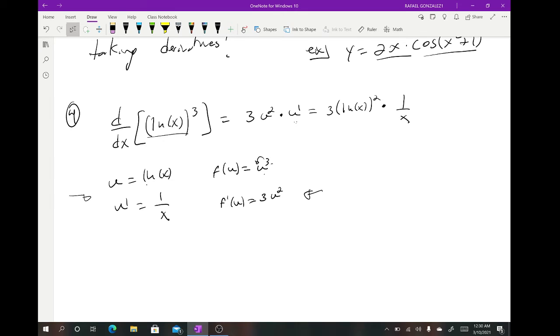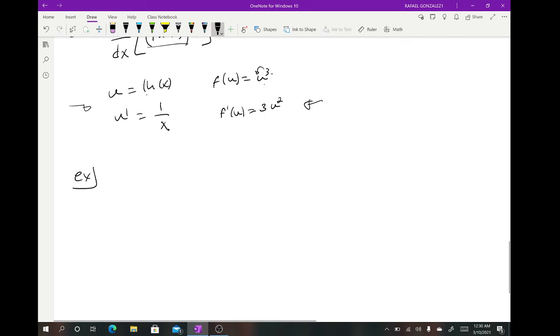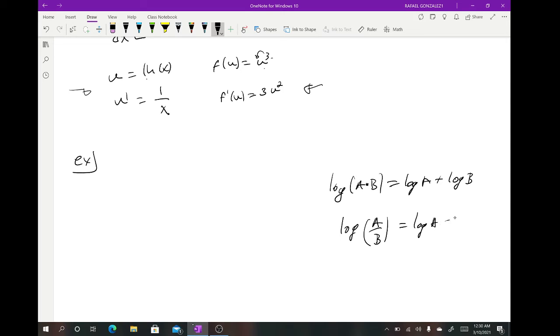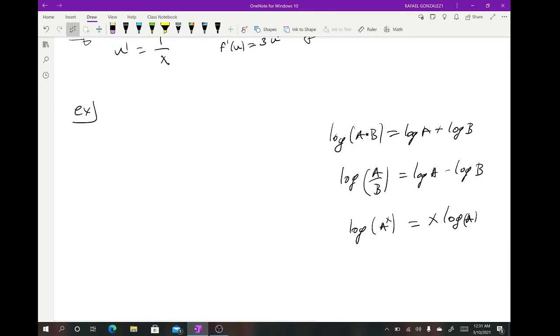Now, the properties of logs, which hopefully you remember from pre-calculus, are still very useful here. If you have log of a times b, that's the same thing as log of a plus log of b. If you had log of a over b, that was the same thing as log of a minus log of b, and ideally also ln. If you had log of a to the power x, that's the same thing as x times log of a. So all these rules will be very useful.